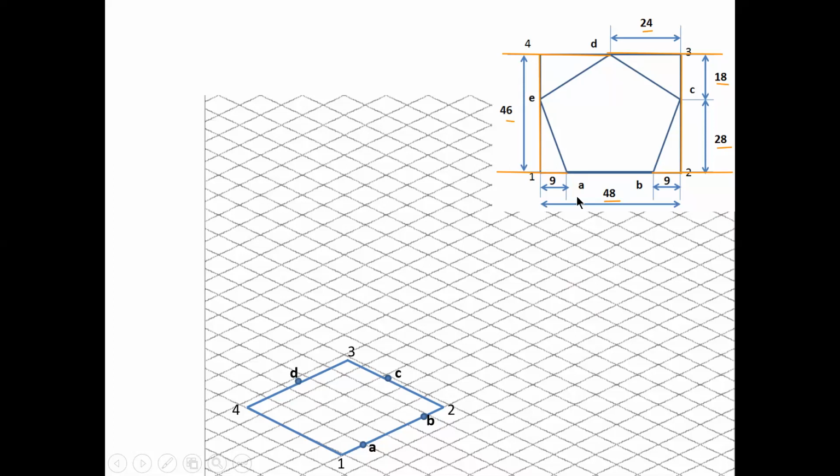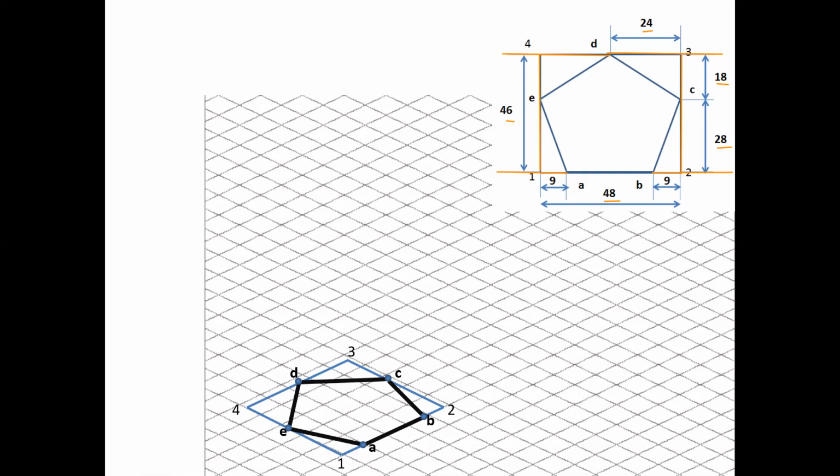Next, between 4 to 1, I have point E. The distance is the same as this, so that is 18, from 4 at a distance of 18. So 1, 15, 18. Mark point E. Connect A to B, B to C, C to D, D to E, E to A. So this is a pentagonal lamina.